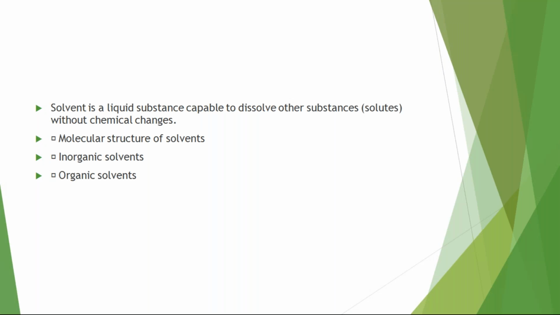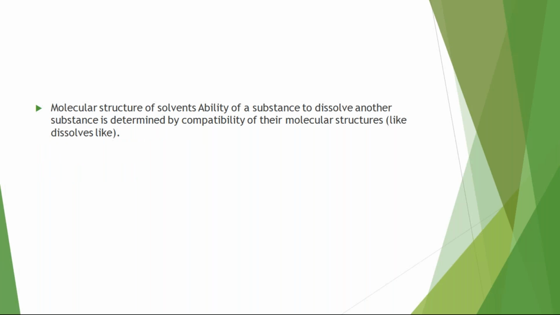And we can also classify the solvents in 3 ways. That is molecular structure of solvents, inorganic solvents, and organic solvents. So molecular structure of solvents means the ability of a substance to dissolve another substance is determined by compatibility of their molecular structures. So based on molecular structures, how they are going to dissolve, that is classified as molecular structure of solvents. The concept here is like dissolves like.